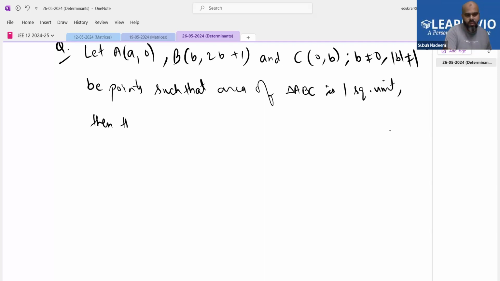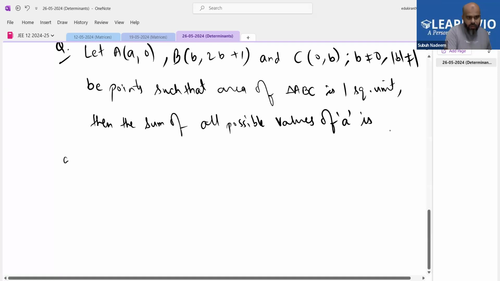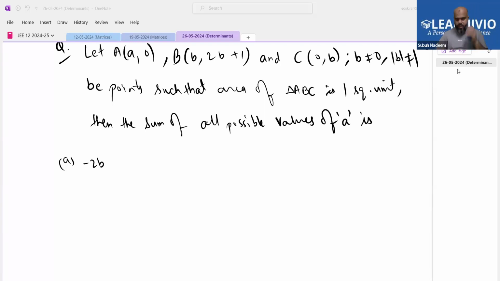Then the sum of all possible values of a is, options are given. First, minus 2b by b plus 1.